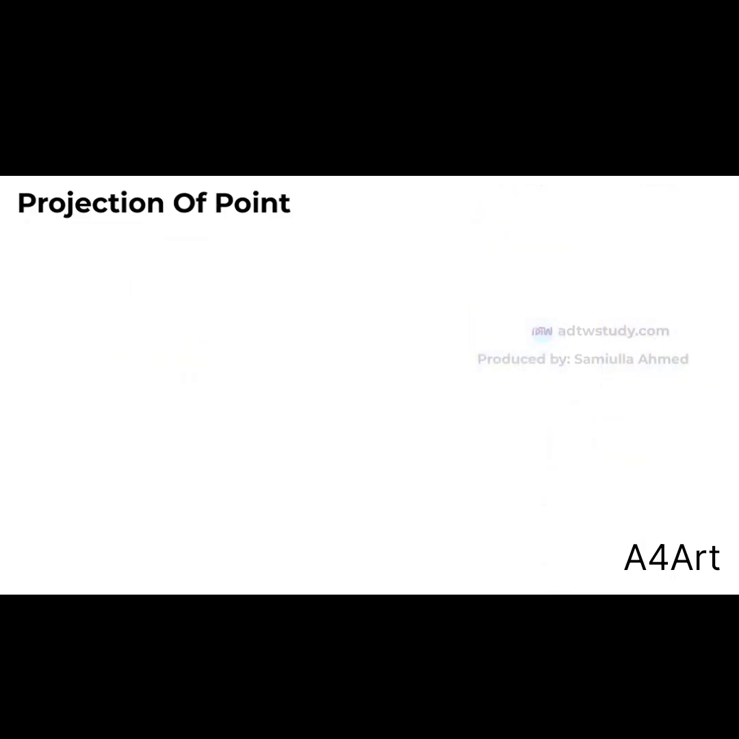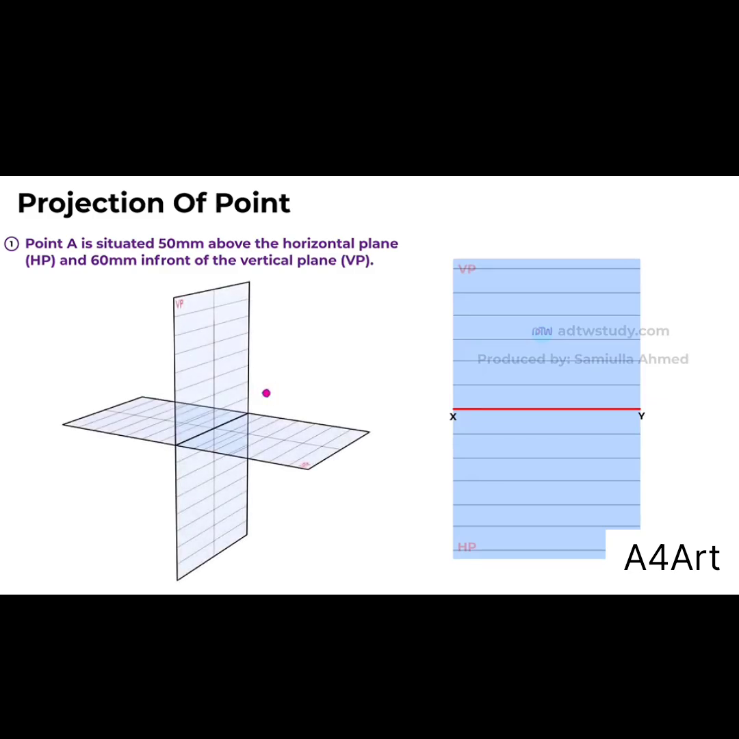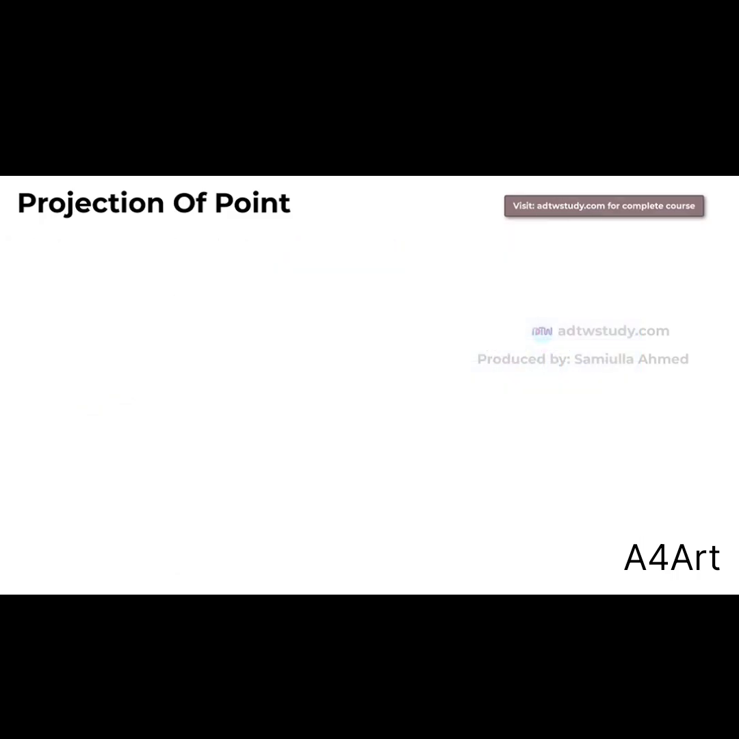Certainly, let's explore these scenarios further with some illustrative questions. Consider the initial scenario. Point A is situated 50 mm above the horizontal plane, HP, and 60 mm in front of the vertical plane, VP. This means the point is in the first quadrant. To illustrate this, if we position the point above the HP and in front of the VP, the top view of the point will be below the XY line, while the front view will be above the XY line. Both views align vertically, with the top view 60 mm below the XY line and the front view 50 mm above the XY line.